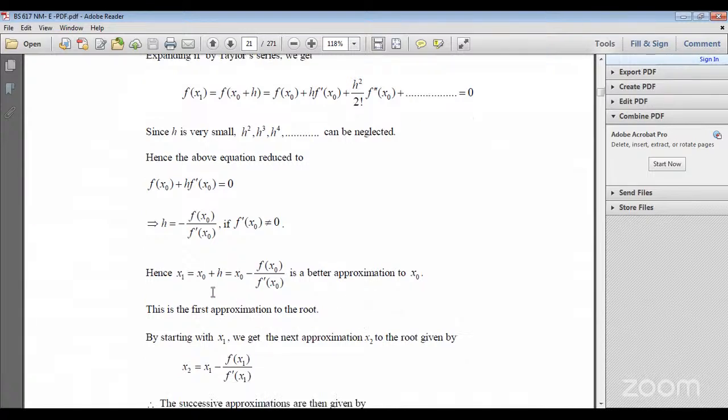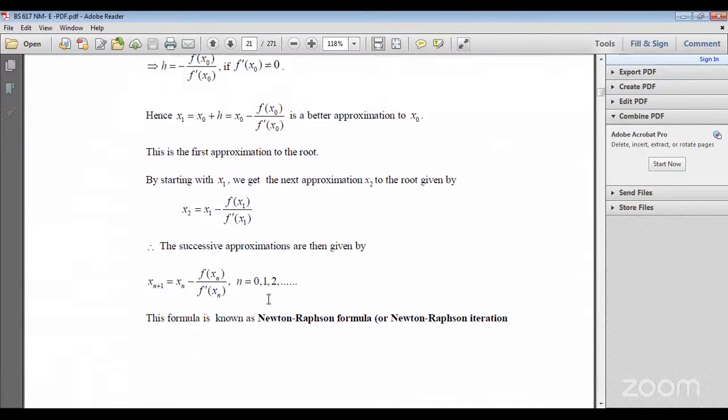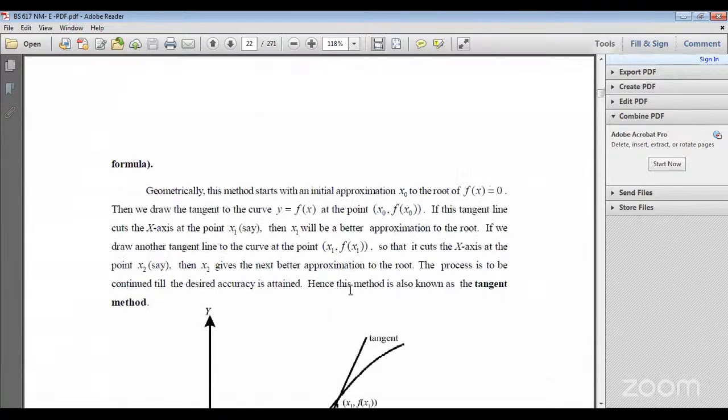F dash x0, the denominator, should be not equal to 0. So x1 is equal to x0 plus h, that is x0 minus f of x0 by f dash x0, a better approximation of x0. This is the first approximation. Starting from x1, you get the approximation x2 as x1 minus f of x1 by f dash x1. The successive approximation is given by xn plus 1 equal to xn minus f of xn by f dash xn, where n is equal to 0, 1, 2.